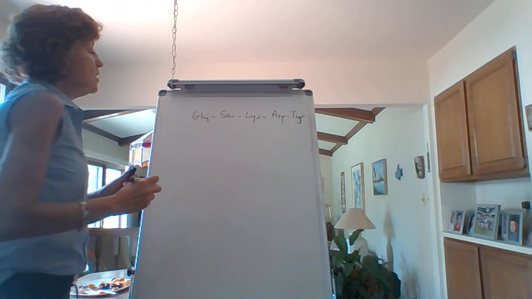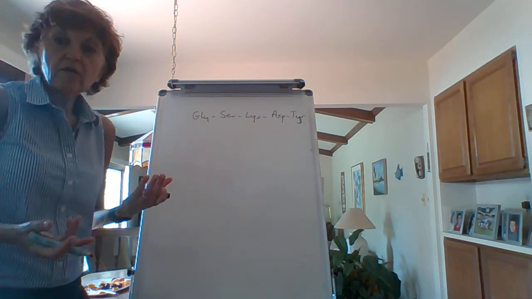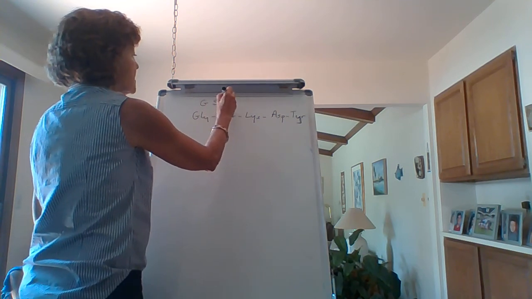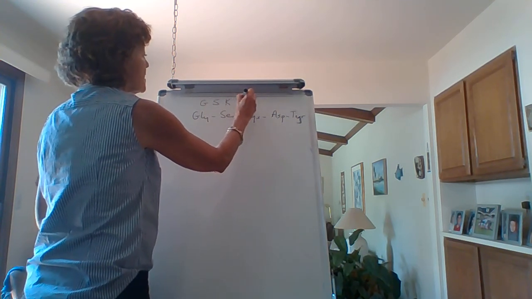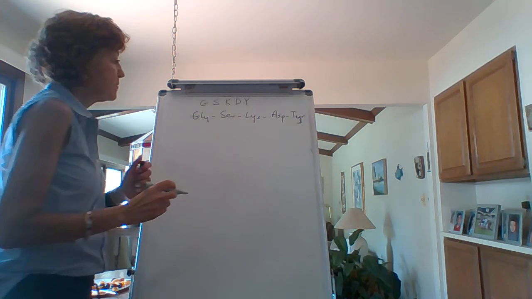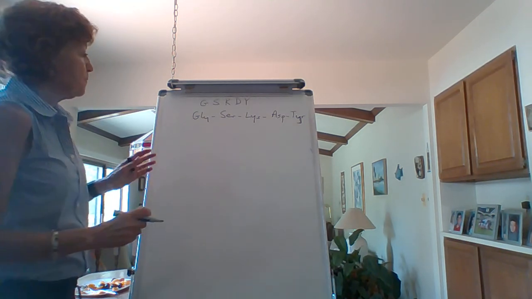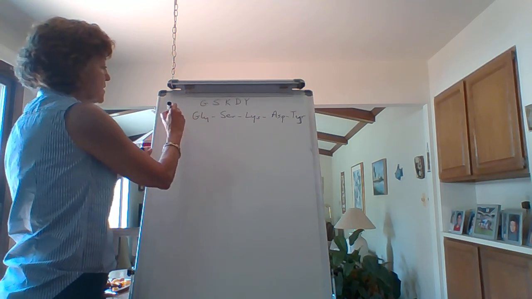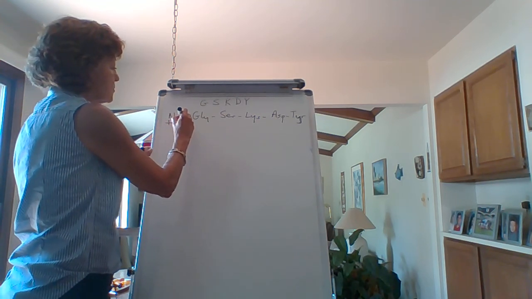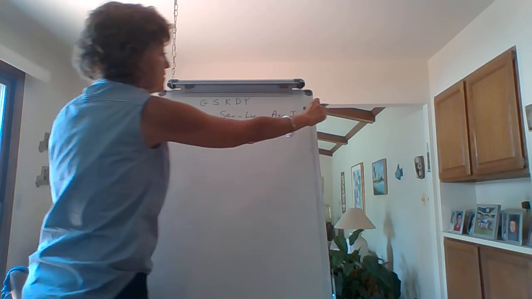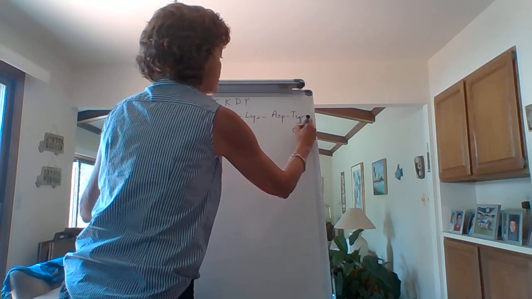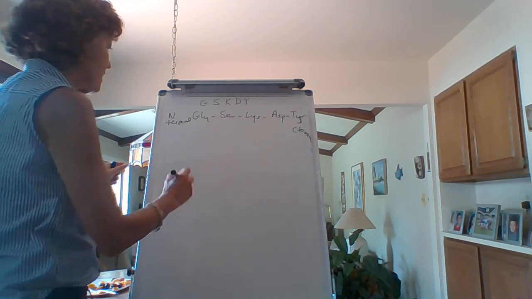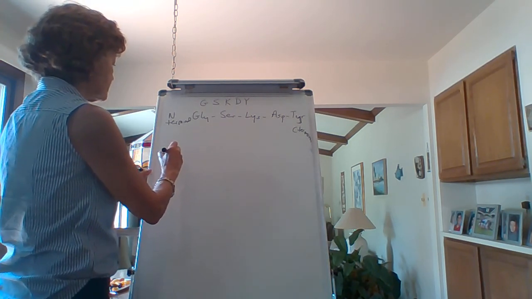Okay? So if I was going to put the single letter abbreviation, this would be G, S, K, D, Y. All right? Now, this side over here is called the N-terminal. This side over here is the C-terminal. You'll see why that is the case as I'm drawing them out.